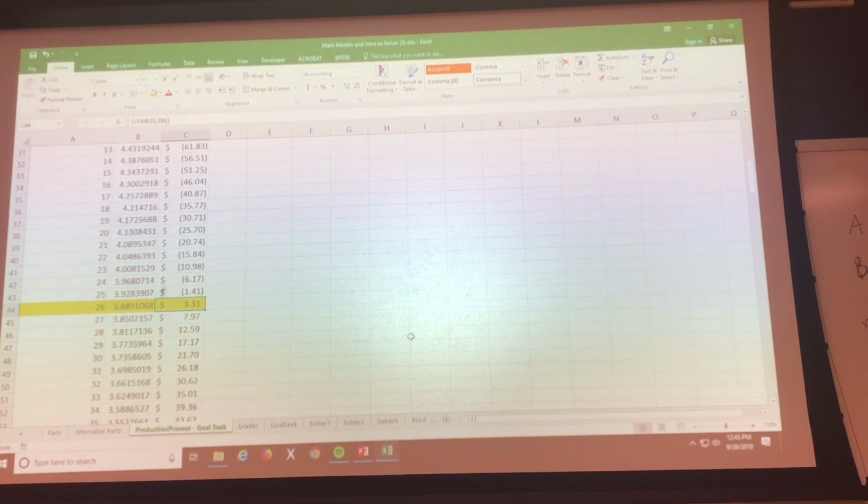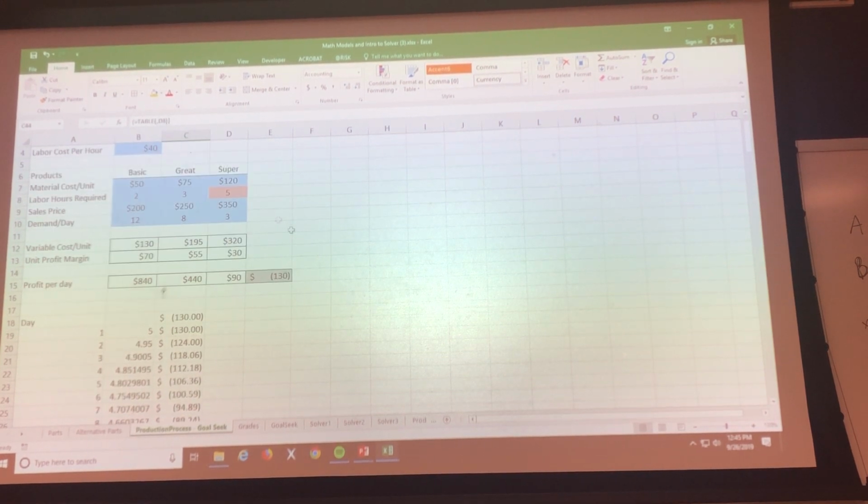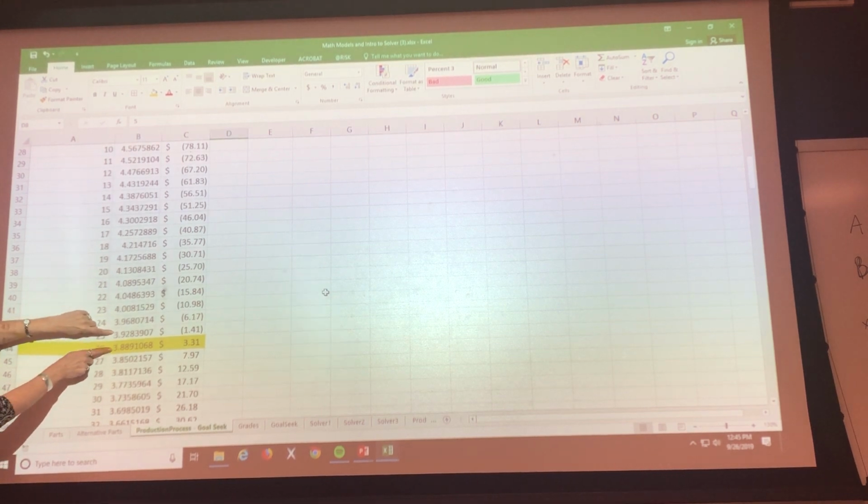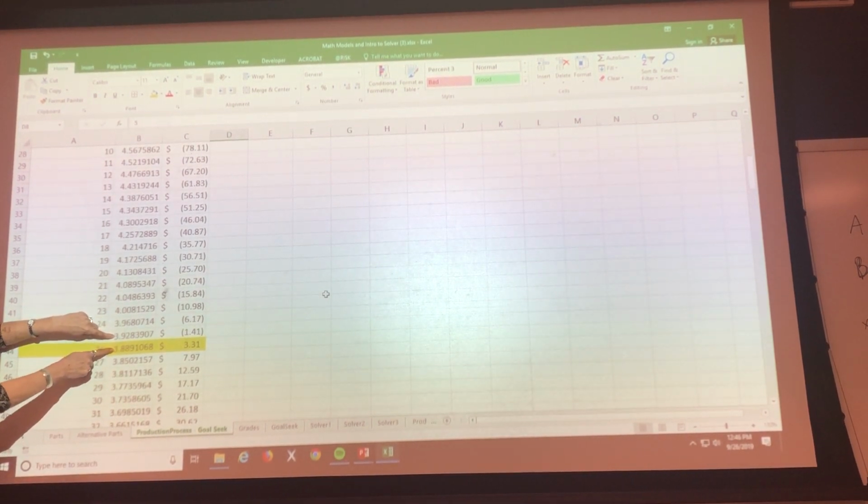This question said, how many days will it take before we're not losing money? It's 26 days, and the best way to answer this question was to lay this all out in a data table that was labeled with days beside it, okay? But that's a different question than how fast do they need to be. If I wanna know how fast they need to be, it's obviously something in between here, 3.92 and 3.88.